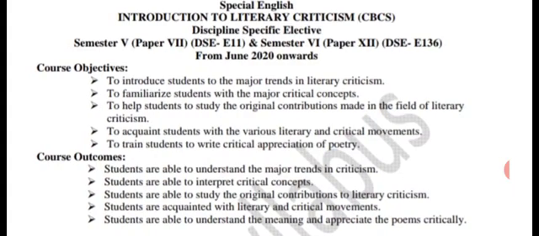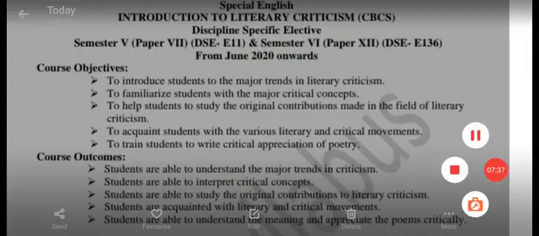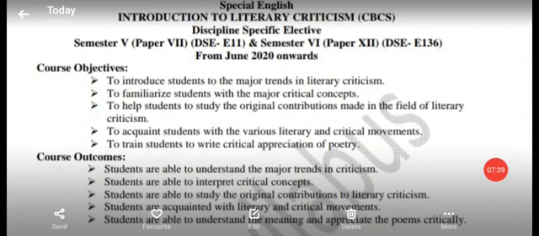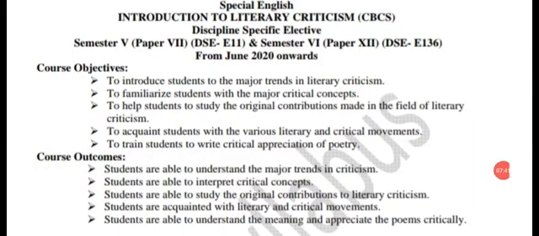See, what is the next part? Course objectives. How you are going to learn it. That is course objectives, course outcomes. Students are able to understand the major trends in criticism. What are the major trends? You will come to understand what are the major trends in criticism. If you fulfill those objectives, you come to understand all the original contributions. It means this is the course outcome.